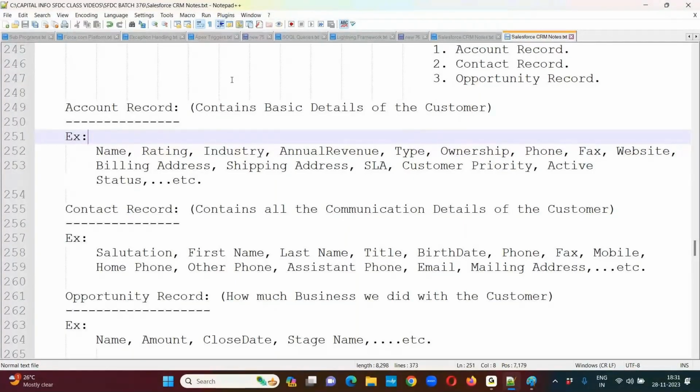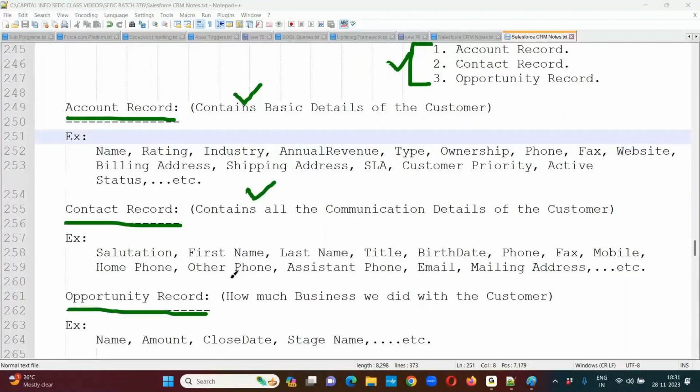Once a lead is ready to buy the product, we convert the lead as a customer. Upon converting the lead as a customer, Salesforce will generate three records: an account record which contains the basic details of the customer, a contact record which contains communication details of the customer, and an opportunity record which describes the revenue generated from the customer. This entire process is called the lead conversion process in Salesforce. Okay, clear? Understood the concept now? Next.